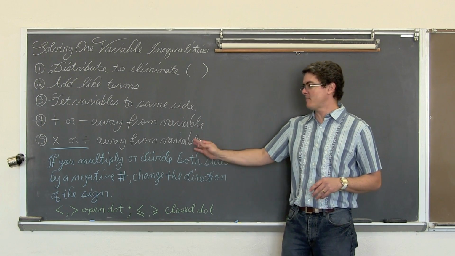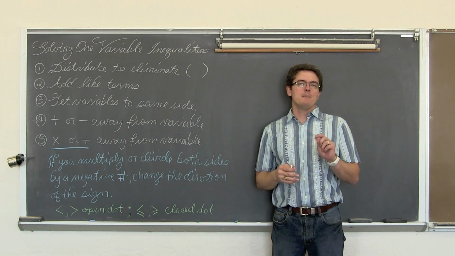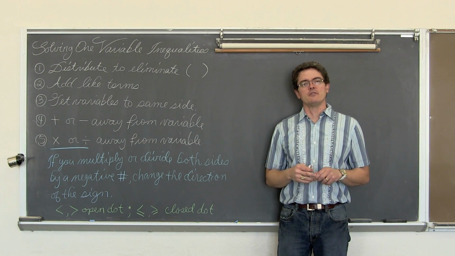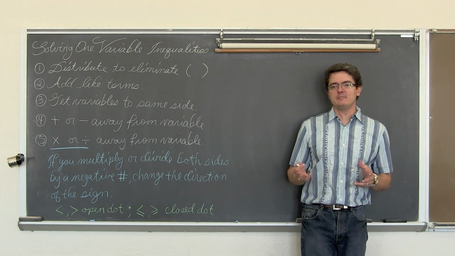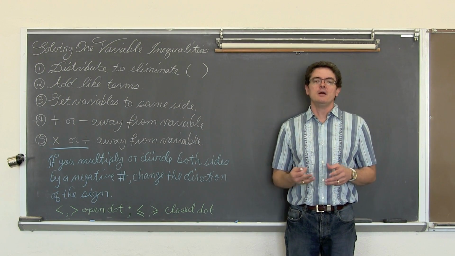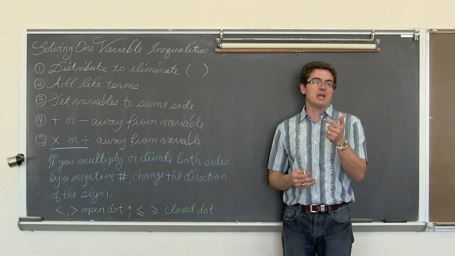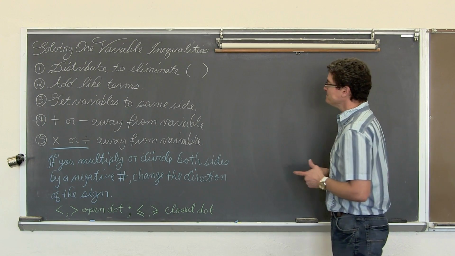And this is the last step where you have to look at this as possibly being a little bit different than just solving an equation. Because again, if you multiply both sides or divide both sides of an inequality by a negative number, you're going to have to change the direction of the sign.